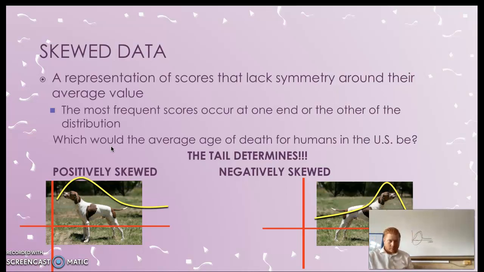So positive, negative skew, it's all about where the tail goes. Positively skewed, negatively skewed, right? It's about the tail. It's telling you where the majority of the data points lie.